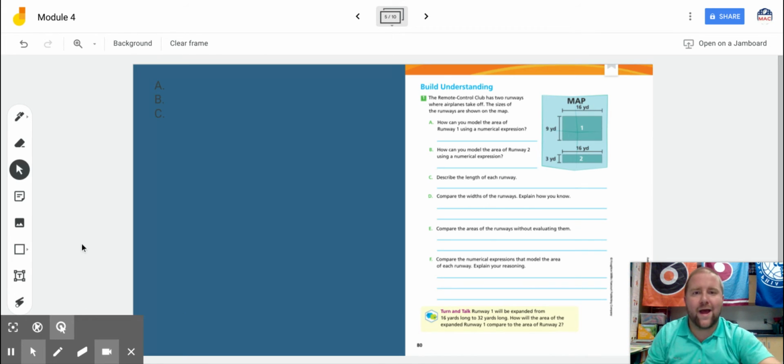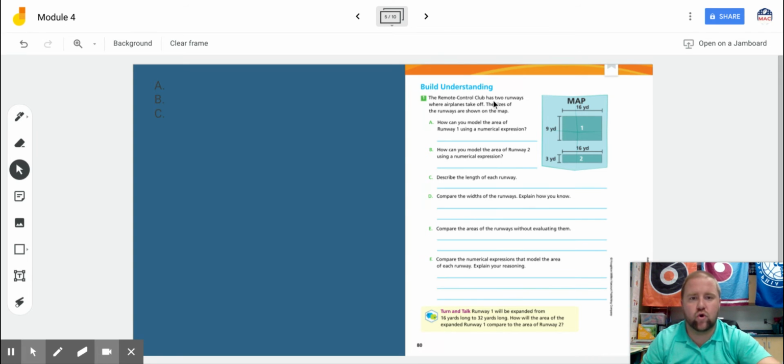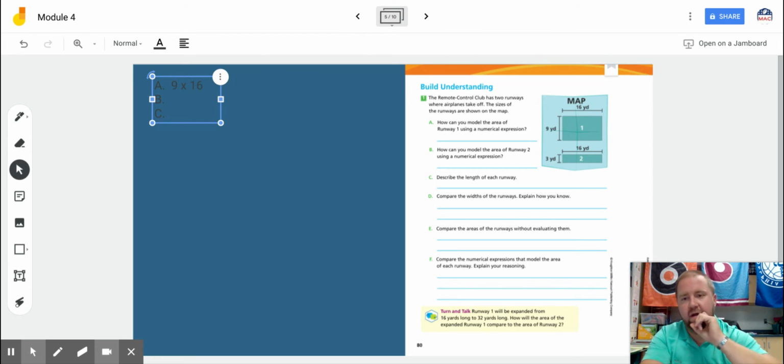Okay, so for part A in this question, it says the remote control club has 2 runways where the airplanes take off. The size of the runways are shown on the map. So part A says, how can you model the area of runway 1 using a numerical expression? Well, area is length times width. So model 1 would be 9 times 16 because area of a length of 9 and a width of 16.